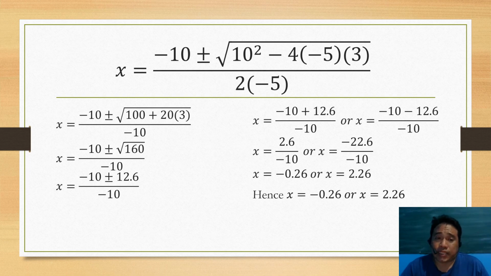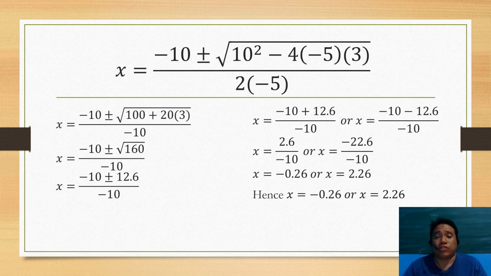We see that x then is equal to negative 10 plus or minus the square root of 10 squared is 100. Negative 4 times negative 5 is a positive 20, which I'll times by 3 on the next step, all over 2 times negative 5, which is a negative 10, since a positive times a negative is a negative. So then x equals negative 10 plus or minus the square root of, well, 20 times 3 is 60 plus 100 is 160 all over negative 10.